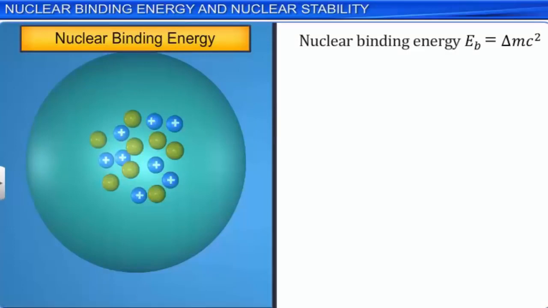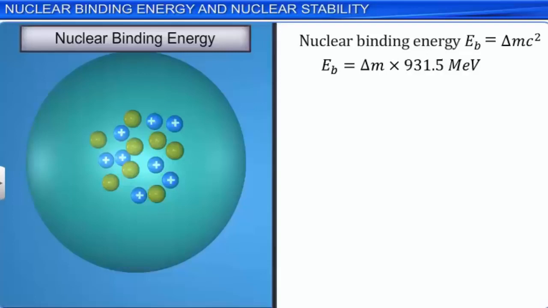If delta M is taken in million electron volt, then Eb = delta M × 931.5 as discussed earlier. Energy equal to binding energy is released when the constituents of a nucleus are brought together. This same energy is required to break a nucleus into its constituent nucleons.